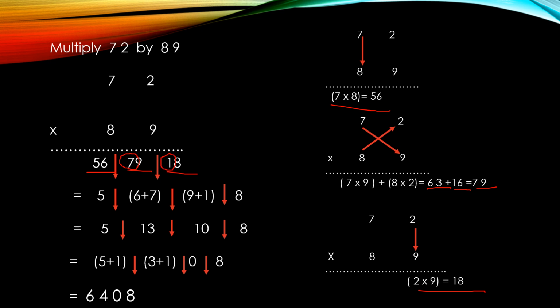Now add this 7 with 6. 6 plus 7. Then add this carryover 1 with 9. 9 plus 1. 6 plus 7 we get 13 and 9 plus 1 we get 10. Write down 5 and in this 13, 1 is the carryover. So we add this carryover 1 with 5. 5 plus 1 and here 10. 1 is also a carryover.